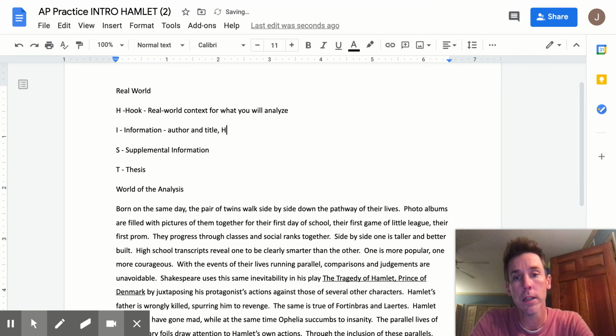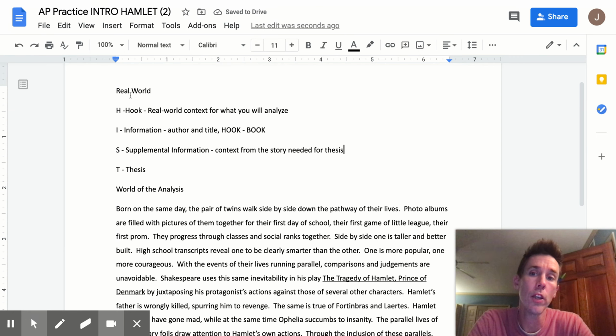But the bigger thing here is to move from the hook to the book. You have to show me the connection between what you just talked about in the hook and move that into the concept of the book. Supplemental information is context from the story needed in order to set up your thesis. And then your thesis, you know what that is. So by doing that, you meet people out in the real world where they are with this concept. You connect the concept to the story. You give the background parts of the story that you need, and then you move to your thesis. So you're getting more and more specific as you go.